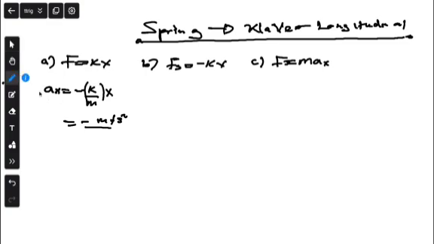So this one is D, then E. We have talked about this one here, time taken divided by the number of oscillations. Then F, we have talked about frequency, which is equal to 1 divided by T.